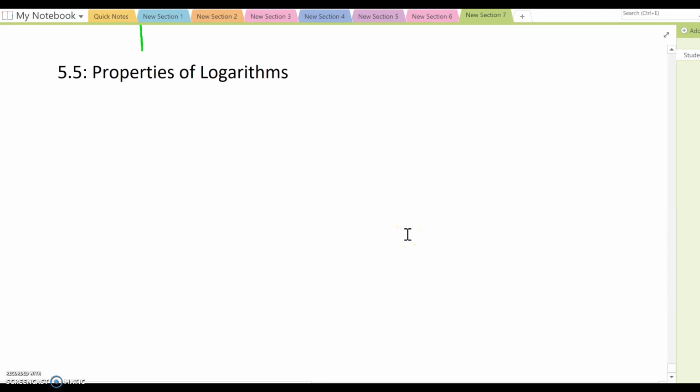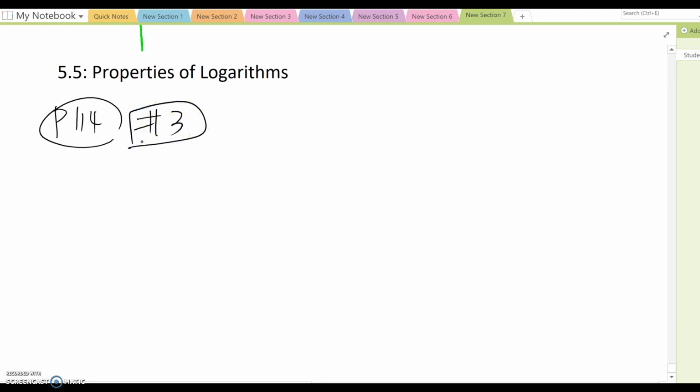Lesson 5.5, the properties of logarithm. Before we talk about the properties of logarithm, I would like to talk about finding the value of a logarithm function first. Okay, so look at page 114 and think about number 3.